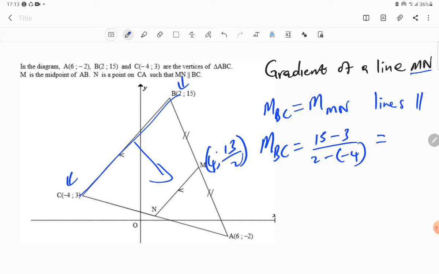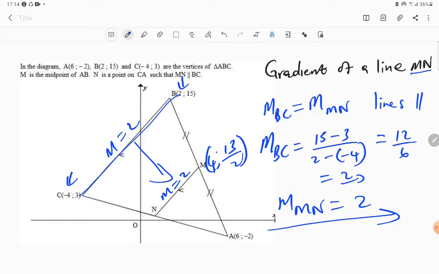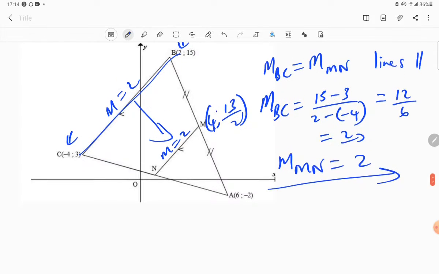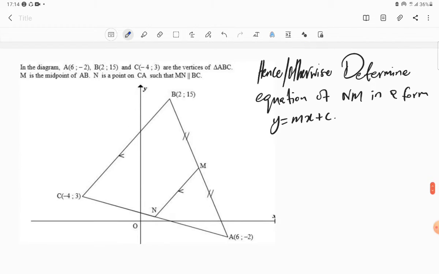So 15 minus 3 is 12, and 2 minus negative 4 is 6. So the answer is just 2. The gradient of this line is 2. So the gradient of this line is also equal to 2, because these two lines are parallel to each other. Then we are done. We figured out that the gradient of MN is also equal to 2 because of that theorem.